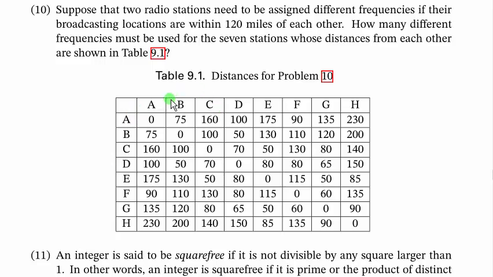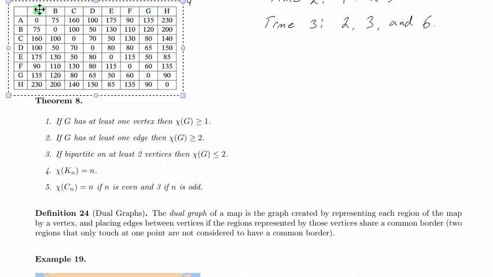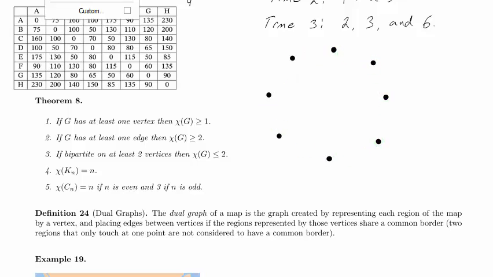So I'm going to go ahead and bring this table over into the file so I can reference it as we're talking through it. So we're going to have vertices for each of the stations, A through H. And then we're going to go through and look at distances.